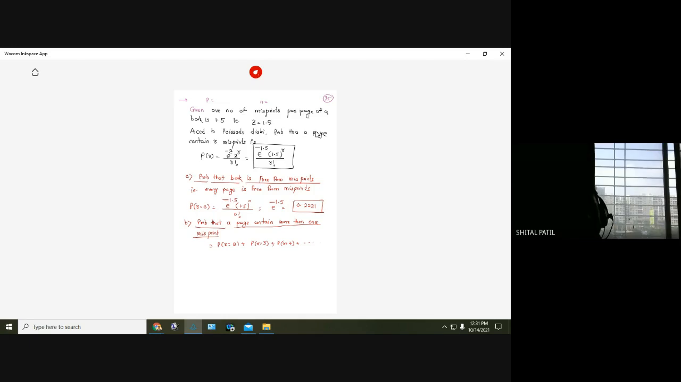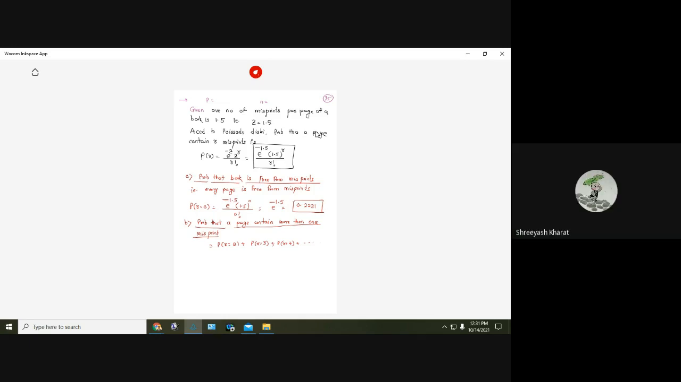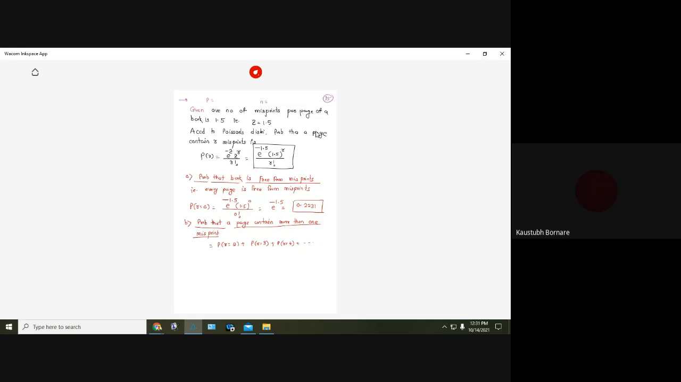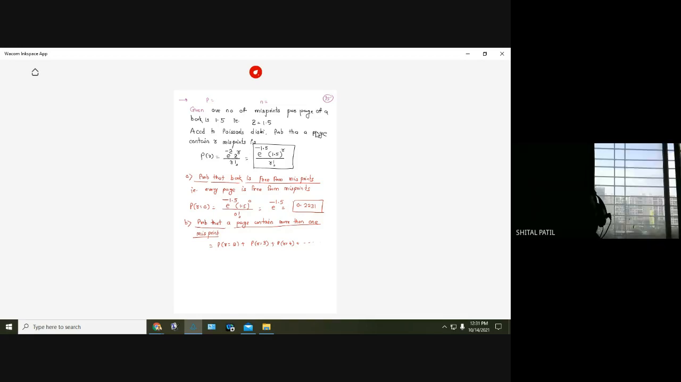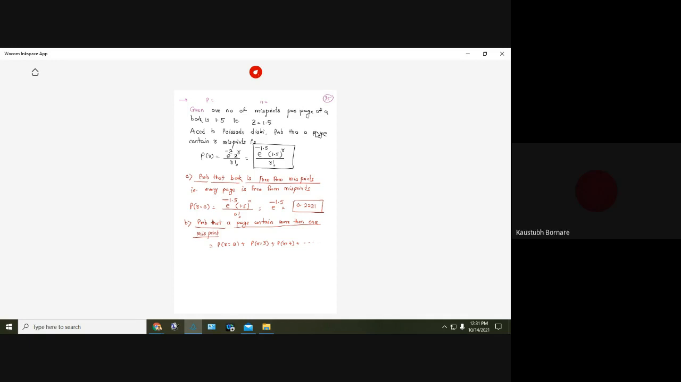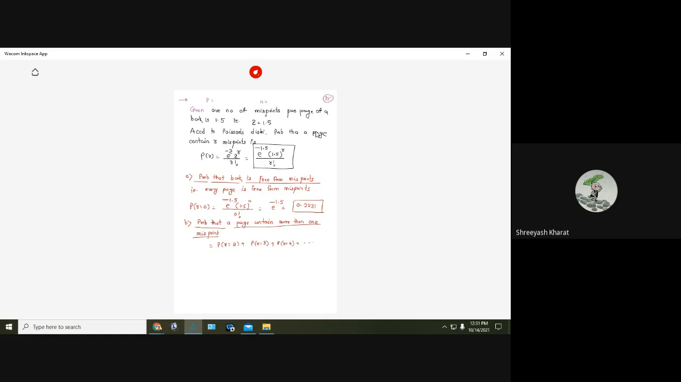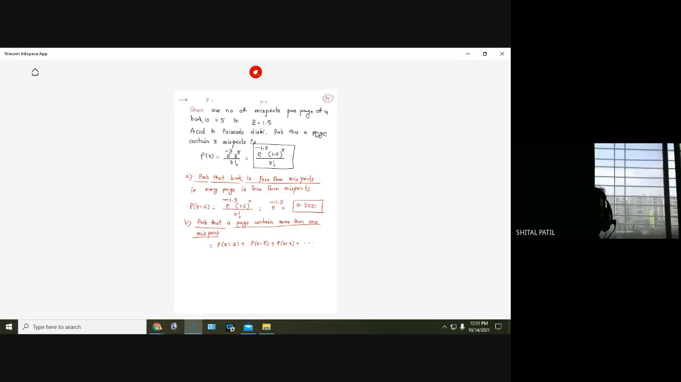900. Why? 900 pages. I am asking on a particular page, how many misprints may be there? Mathematically how many? More than 900, correct. 900 is pages. Nothing to do with this 900 over here.